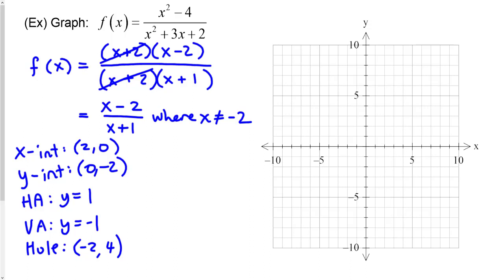Let's plot all this stuff that we have. X-intercept at 2, 0, y-intercept at 0, negative 2, horizontal asymptote at y equals 1, vertical asymptote at, whoops, I said y equals negative 1, but that's actually x equals. Let me change that. So at x equals negative 1, I make it a vertical line. There we go. And the hole in the graph was at negative 2, 4. So I'm going to plot that, but I'm going to plot it as an open circle.